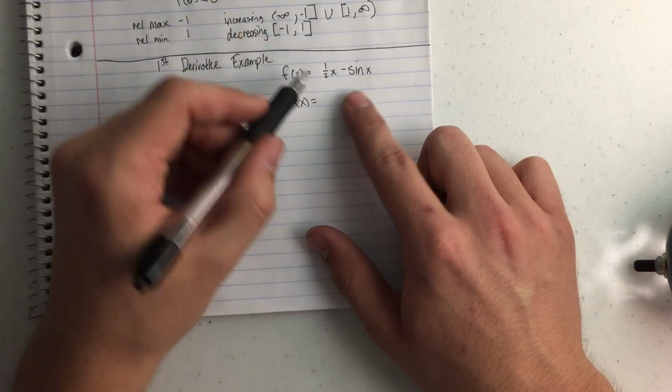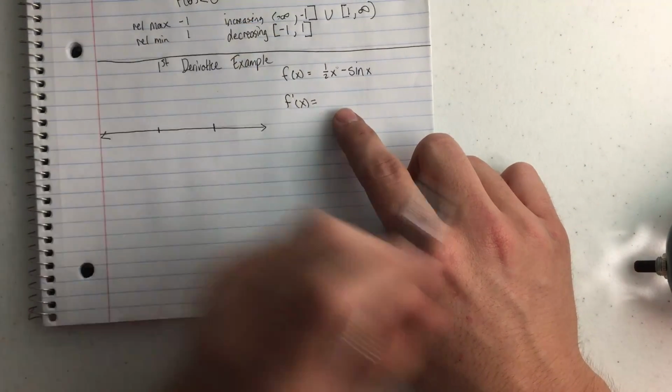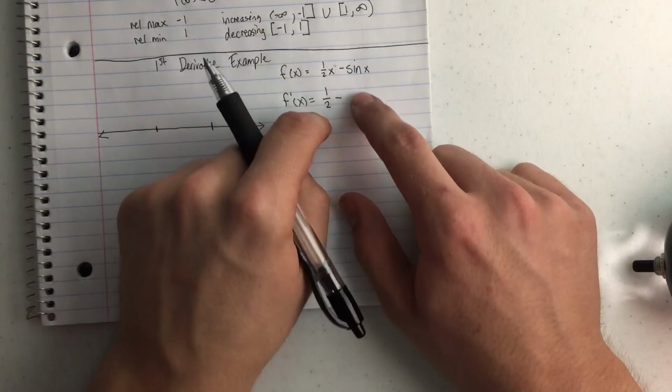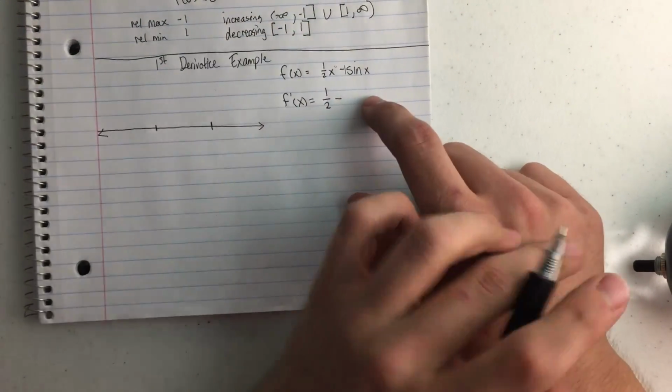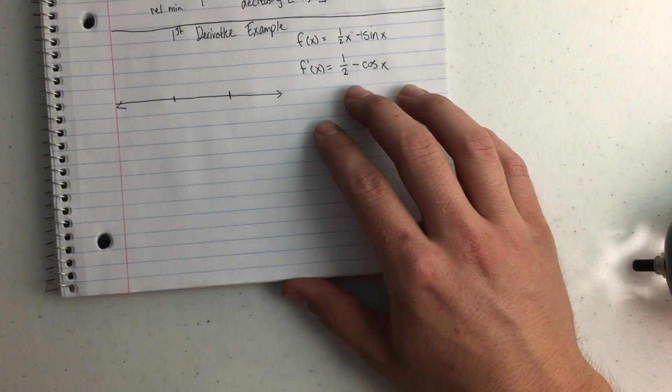To take the derivative of this, I'm going to use the power rule. The 1 comes down from the x, and the power is going to be 0 on the x, so that's just going to be 1/2. And then the negative 1 follows the sign down, so negative 1 times sine, and that's going to be cosine x. So now I have my first derivative.